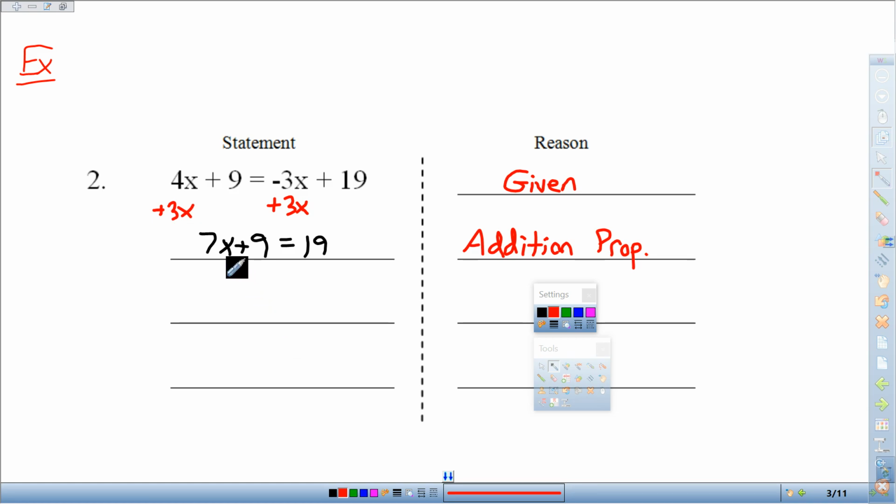From here, looks like we can now start solving for x. We need to get rid of this plus 9 by subtracting 9 from both sides. Real quick, I just realized I subtracted a number from both sides of the equation. That is the subtraction property.